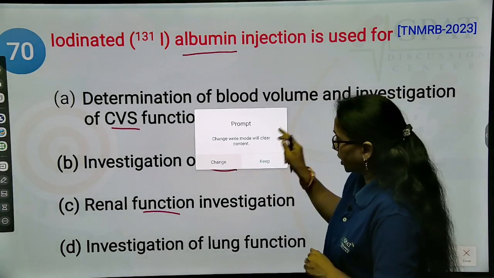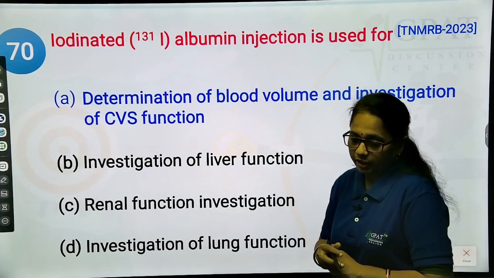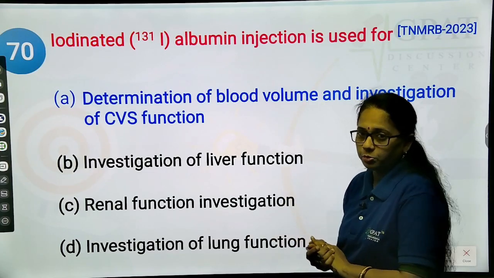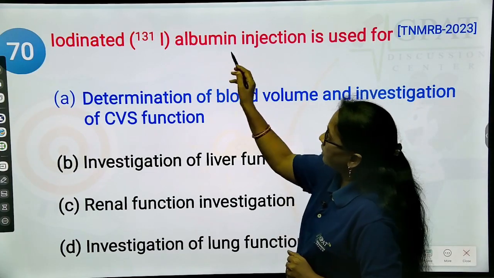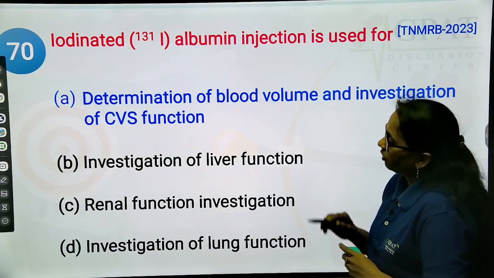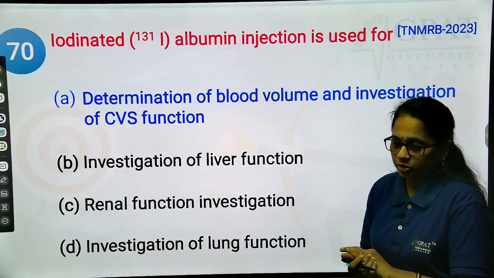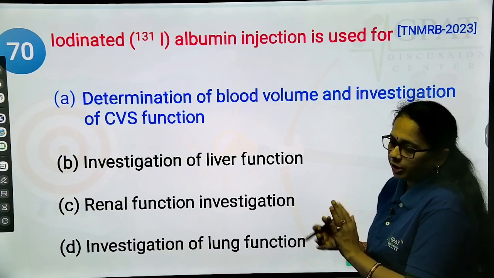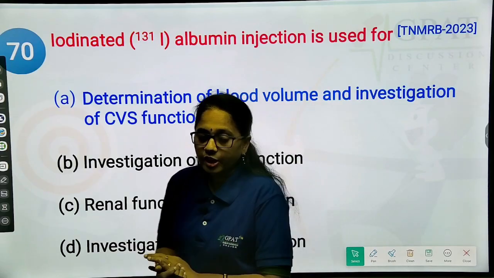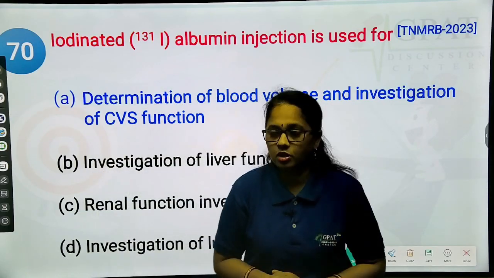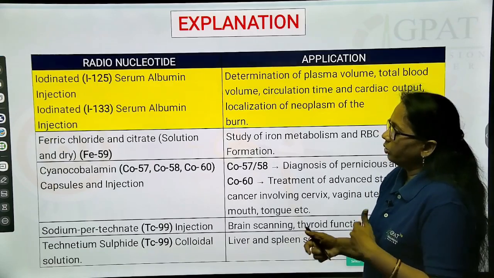So, in which case this iodine 131 isotope is going to be used. So, as an albumin injection, for which diagnostic purpose we are going to use? Actually, the answer is determination of the blood volume and investigation of the CVS function. Let us see how it is going to be used.